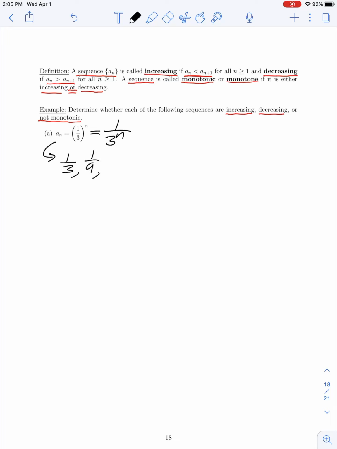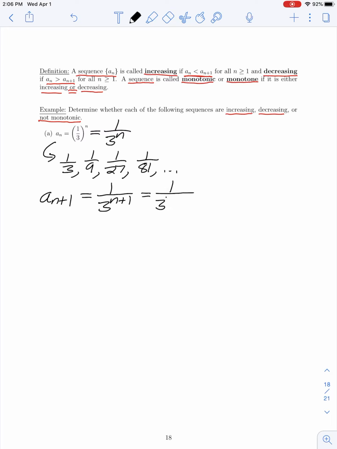For these problems, sometimes it helps to write out the first few terms. If n is 1, we would have 1/3. If n is 2, we've got 1/9. If n is 3, 1/27, then 1/81, and so on. So it appears that the terms of our sequence are decreasing, they're getting smaller. And to show that this is indeed a decreasing sequence, we could compare the term a sub n plus 1 to the term a sub n.